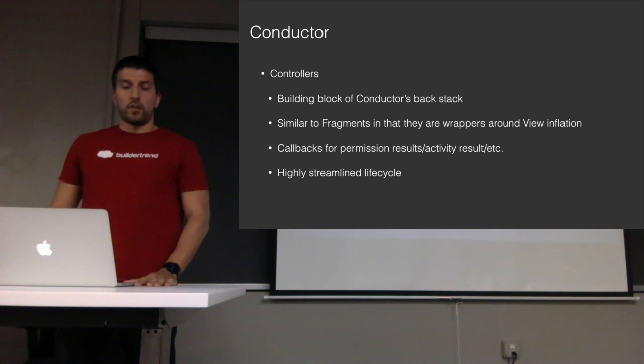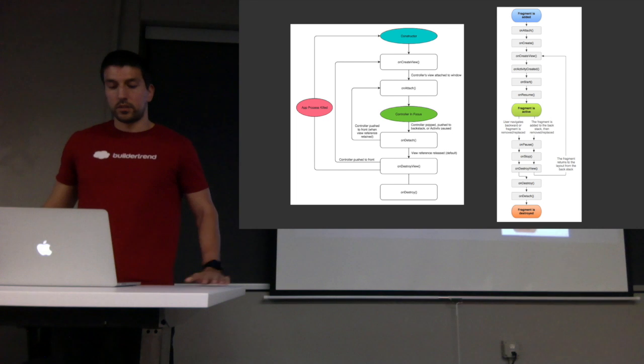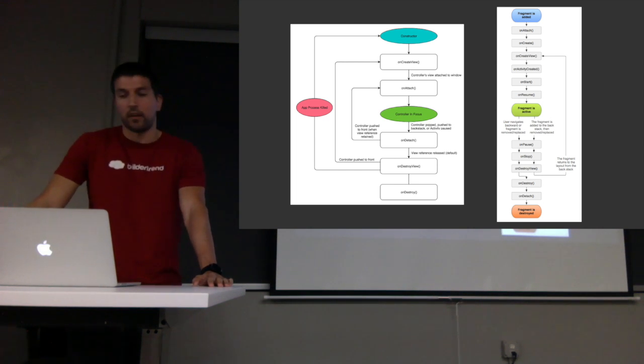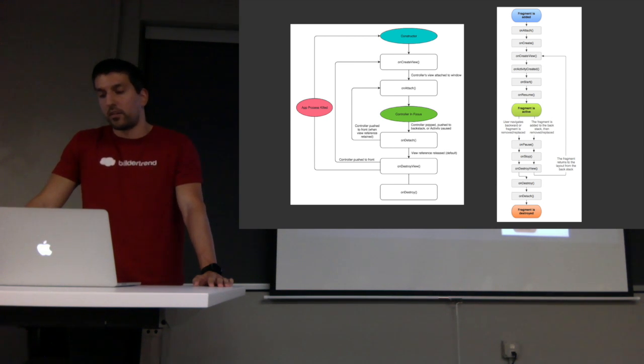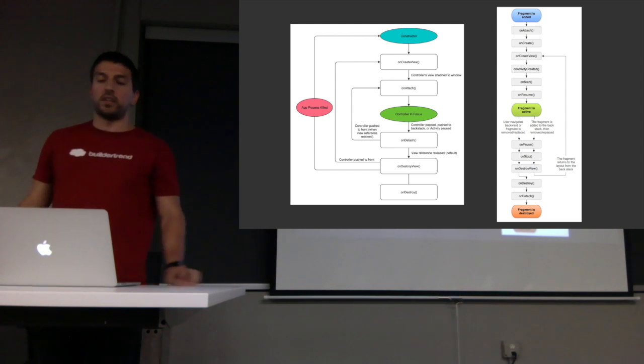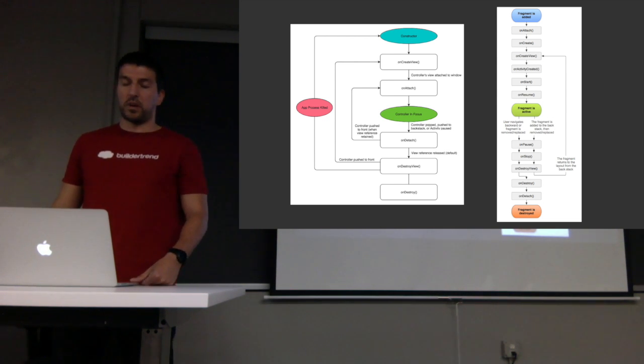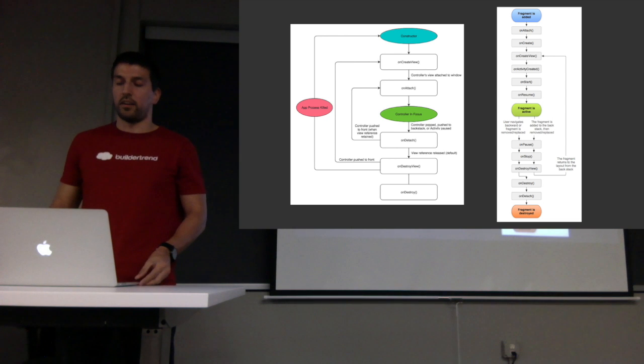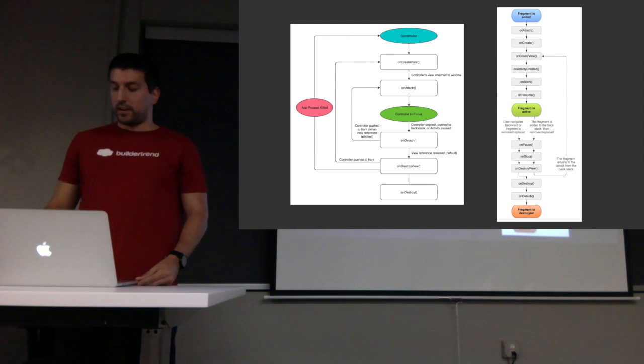And like I said, their benefit over fragments is a highly streamlined life cycle. So here on the left, we have a controller life cycle, which is the white boxes. So we have five events. And on the right, we have the fragment, which is 11 events. And like I said, if you use fragments, and many probably do, you get used to it, you know what you need to do, but this is still, in my opinion, overly complicated and unnecessary.